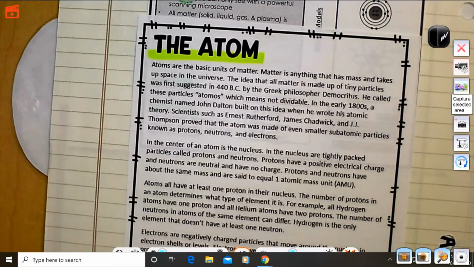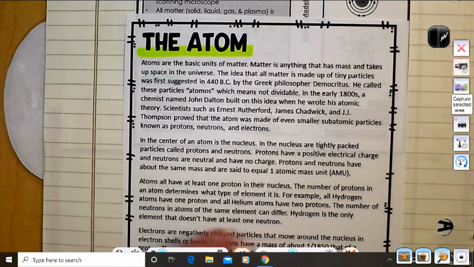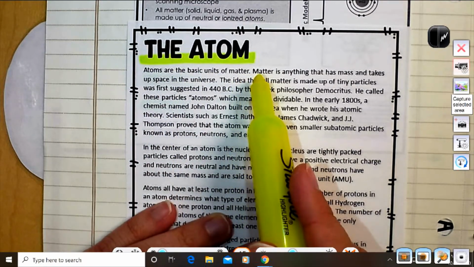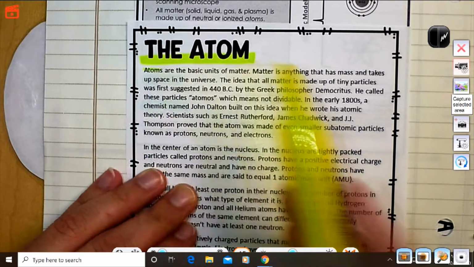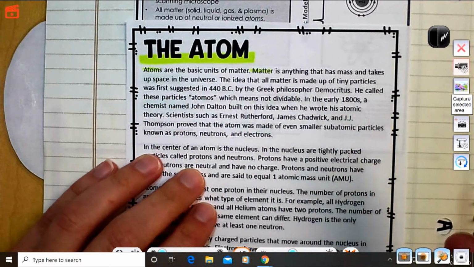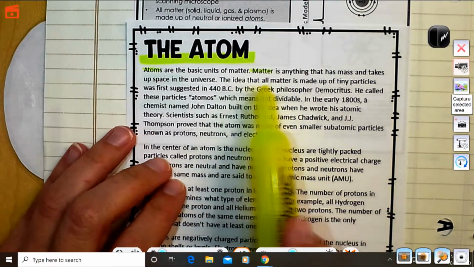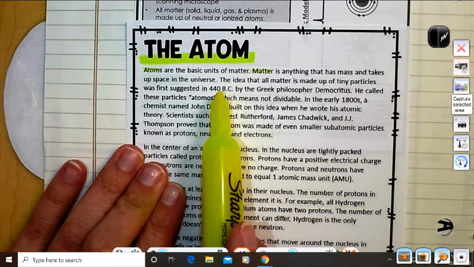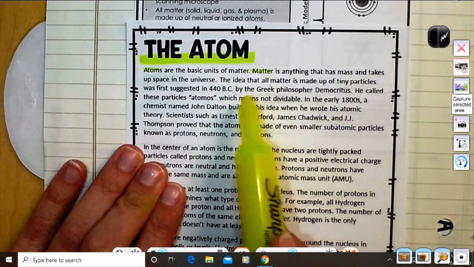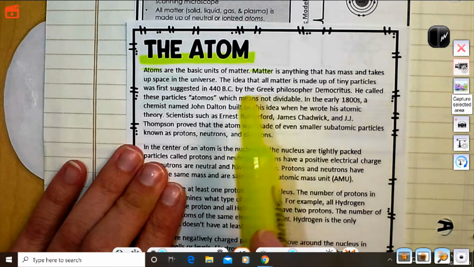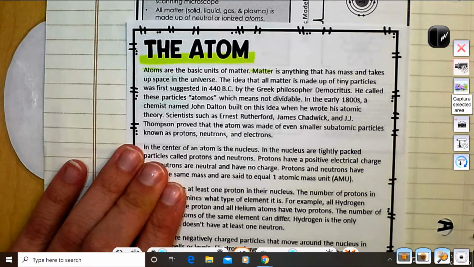Okay. Do I have any volunteers to read? There's nobody in here. I'm talking to myself. Atoms are the basic units of matter. Matter is anything that has mass and takes up space in the universe. We remember that from the last page. The idea that all matter is made up of tiny particles was first suggested in 440 BC by the Greek philosopher Democritus. He called these particles atomos, which means not dividable or cannot be divided.